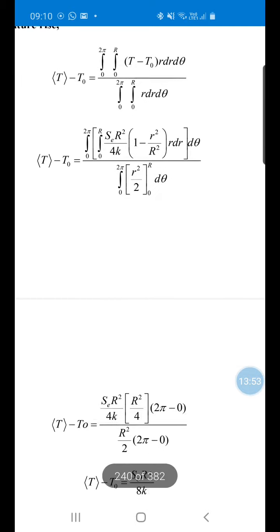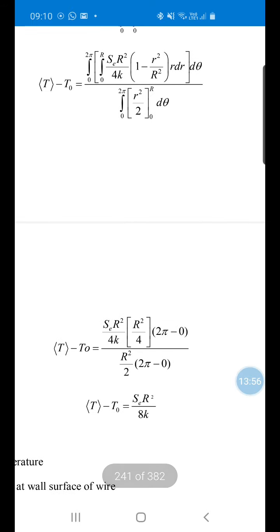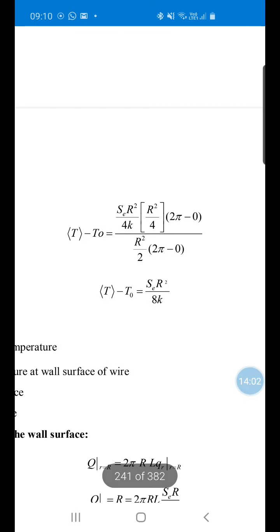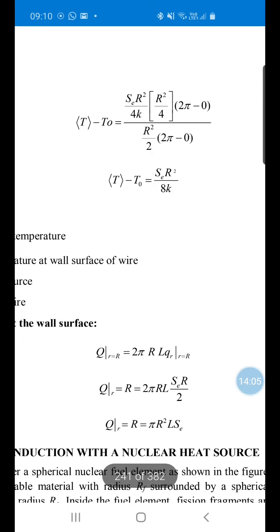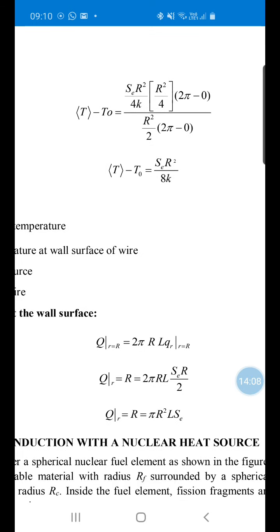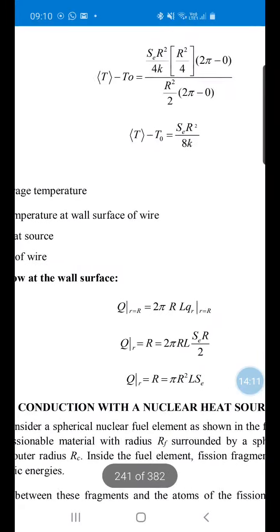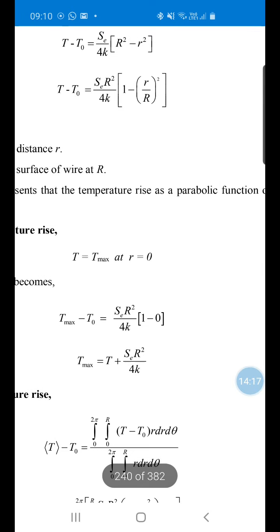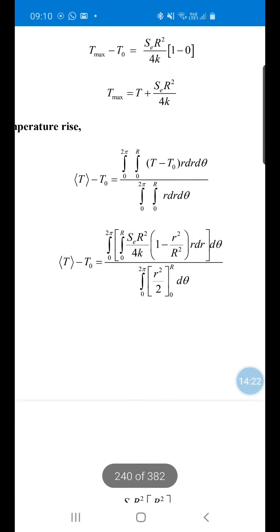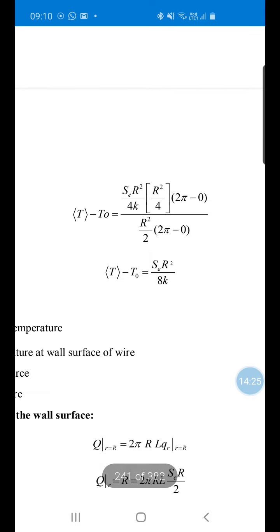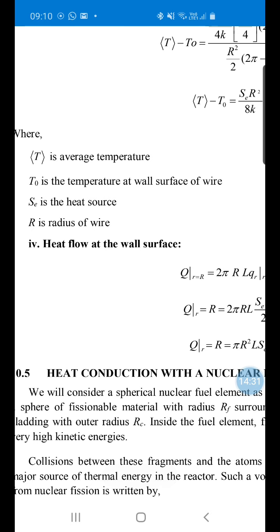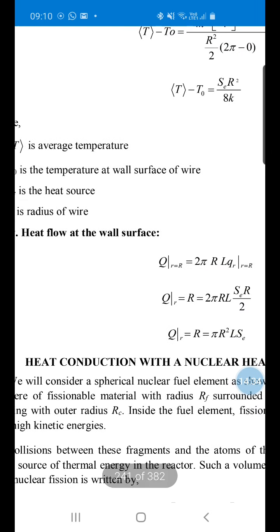Okay. Now you have to solve the first integration with respect to dr. You have to solve the second integration with respect to d theta. Simultaneously solve the denominator and you will finally get the equation of T average minus T naught is equal to Se into R square by 8K. So earlier you found T minus T naught equal to Se into R square by 4K into bracket 1 minus r by capital R, bracket square. And here you found T average minus T naught is equal to Se into R square by 4K, where T naught is the surface temperature, Se is the heat source and R is the radius of the wire.